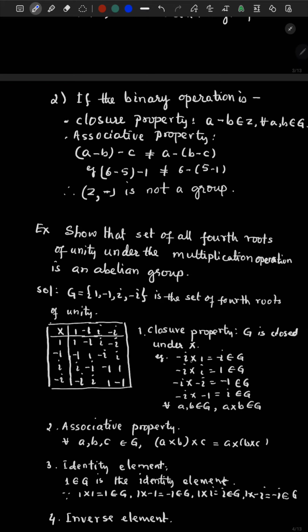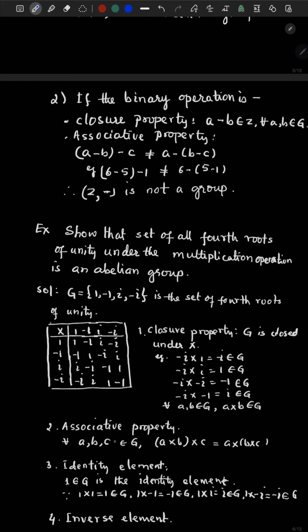For example, all we cannot check here. I have just shown a few of them. Minus i into 1 is minus i. That belongs to G. Minus i into i is minus i squared. i squared is minus 1. So minus minus becomes 1. But 1 is also an element of G. So like that you can check here. Multiplication of any two numbers here is again an element of G.